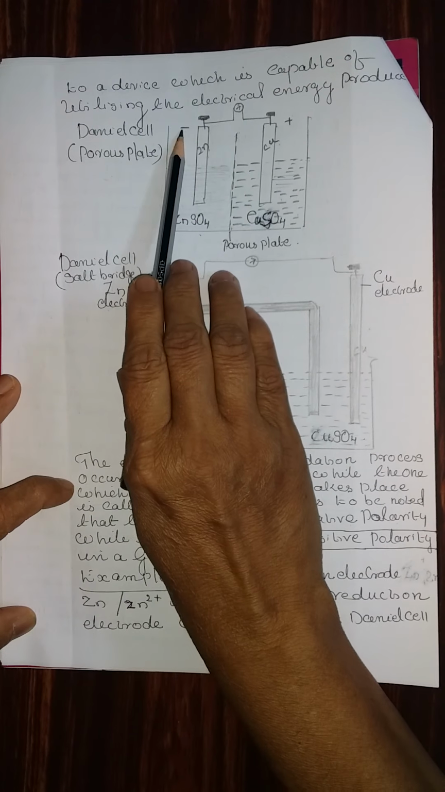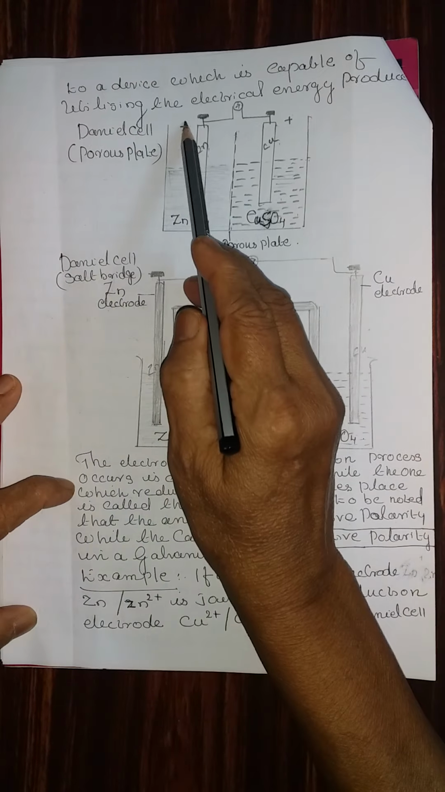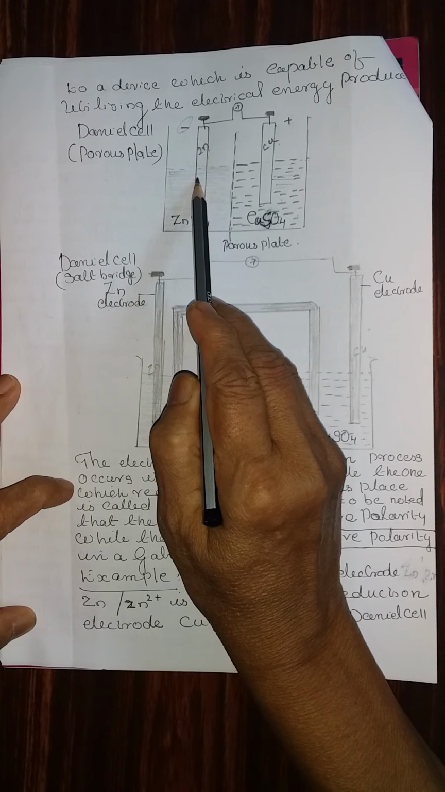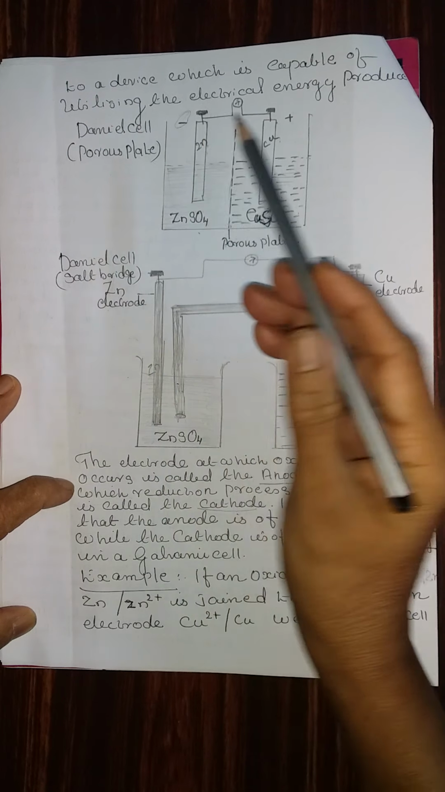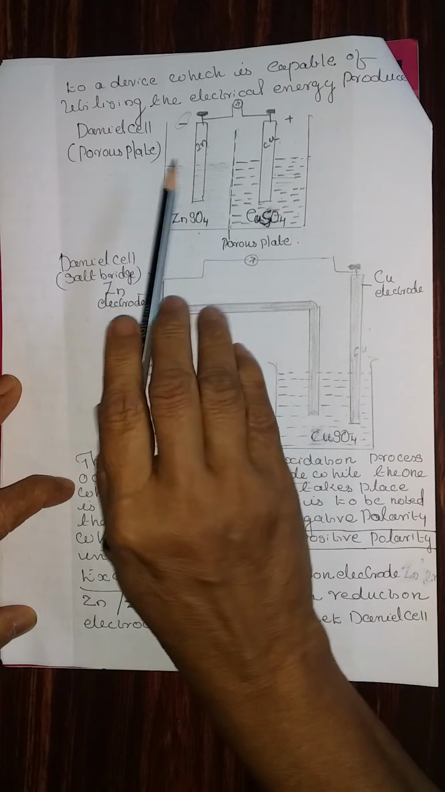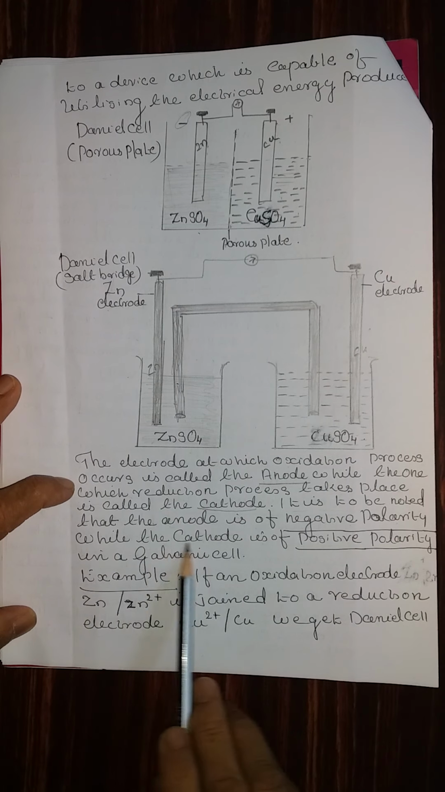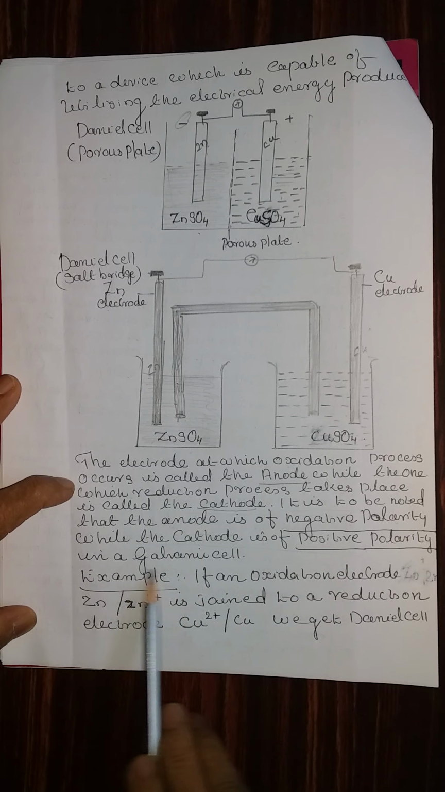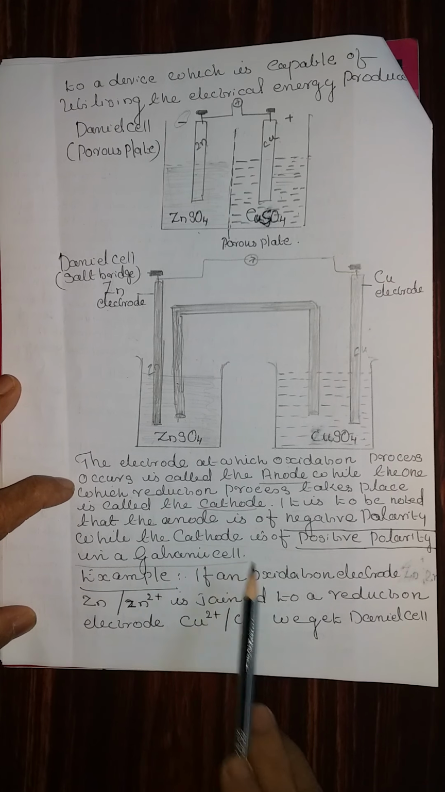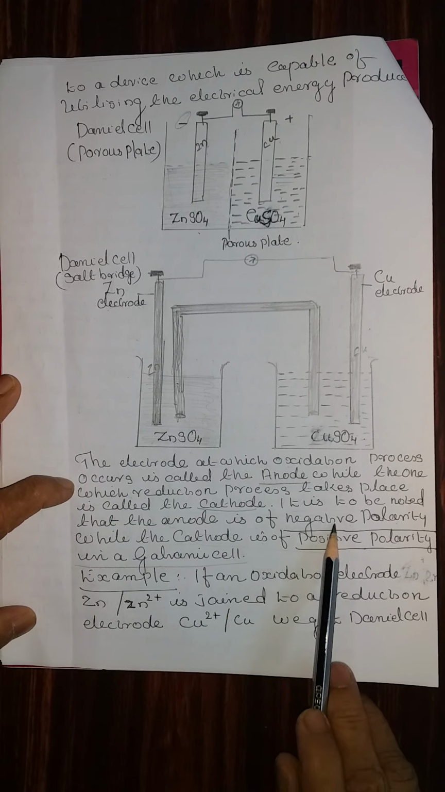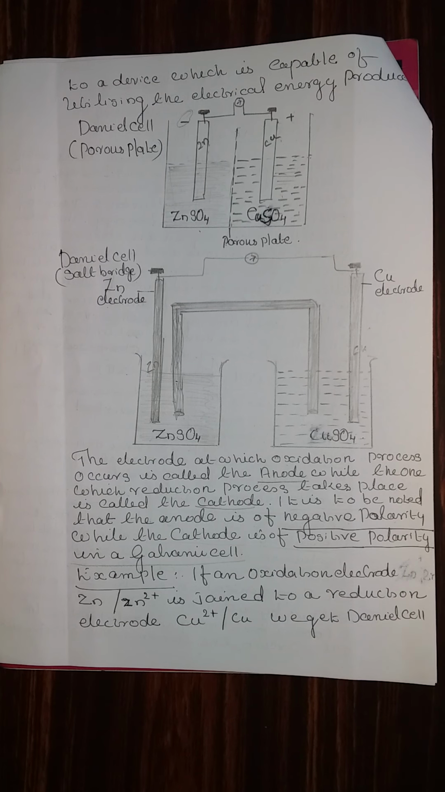This zinc is an anode. That is why it is negative polarity. It is actually anode. It should be positive as you studied till now. Now we are going to change. Anode is of negative polarity while the cathode is of positive polarity in galvanic cell. Make clear this statement, then only we can follow the next explanations.